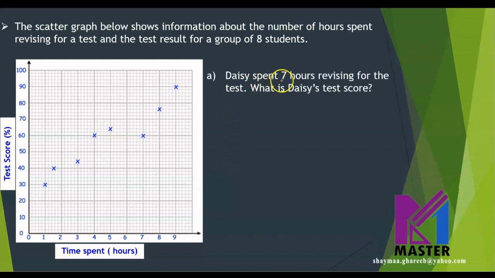Daisy spent 7 hours revising for the test. What is Daisy's test score? So we are going to go to number 7 hours, which means this cross is for Daisy. So we are going to read her score, which is 60%.